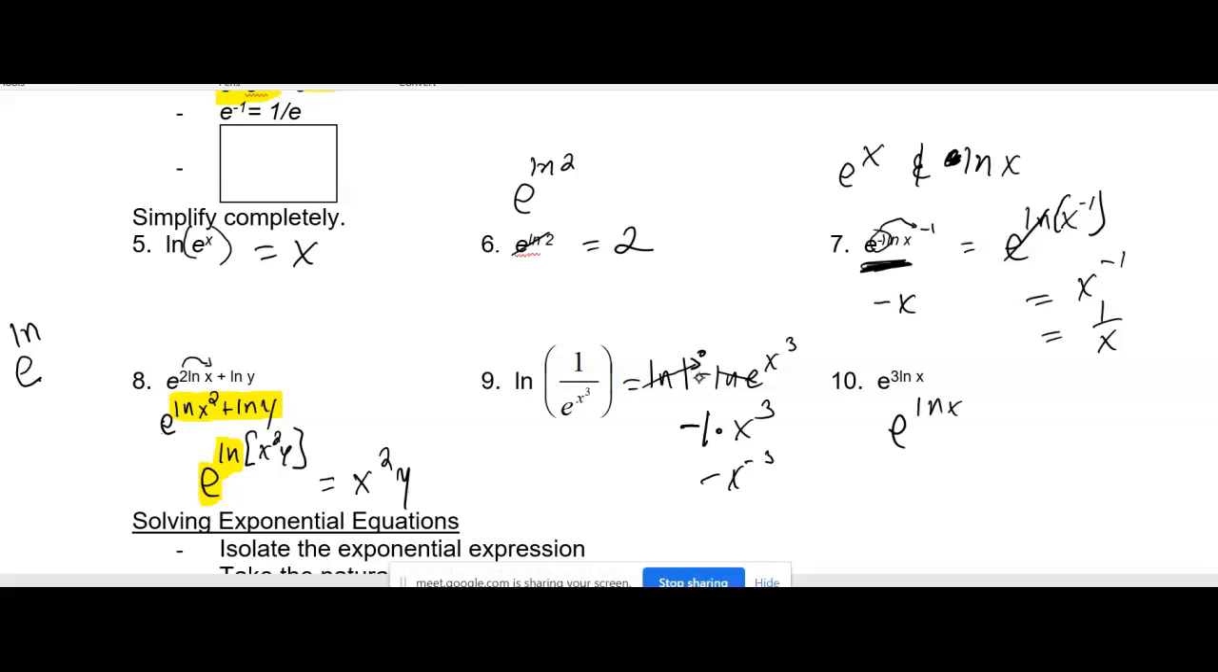All right, number 10. Take the 3, make it the power of your x. Those guys cancel, and we're just going to get an x cubed. Okay.